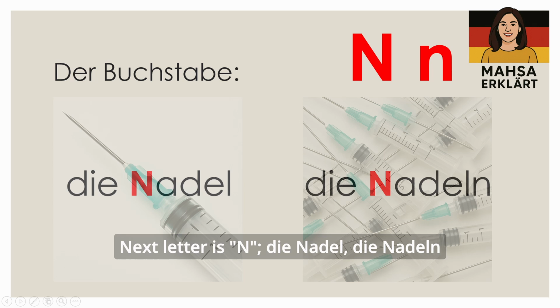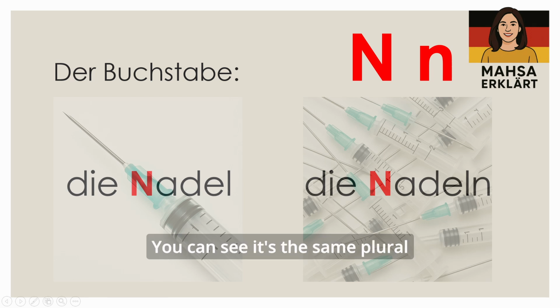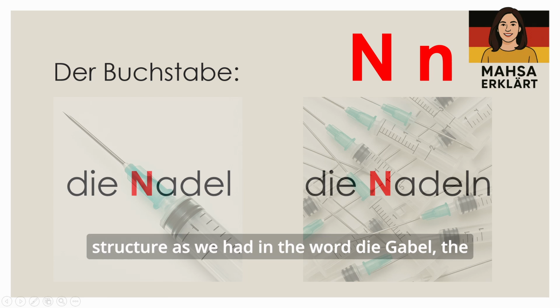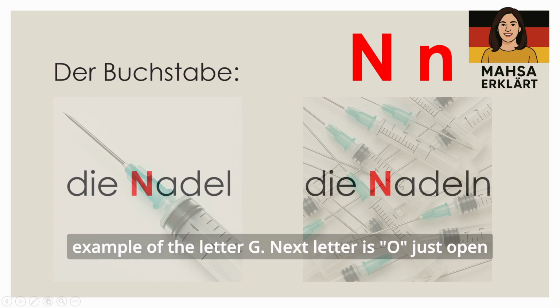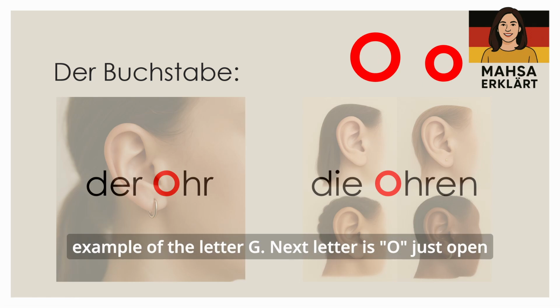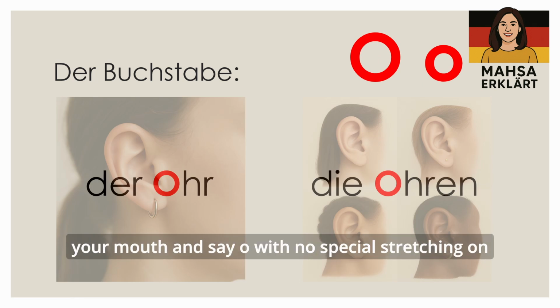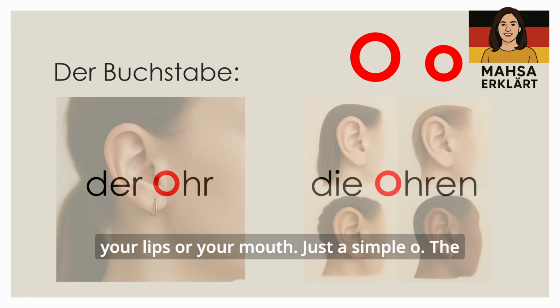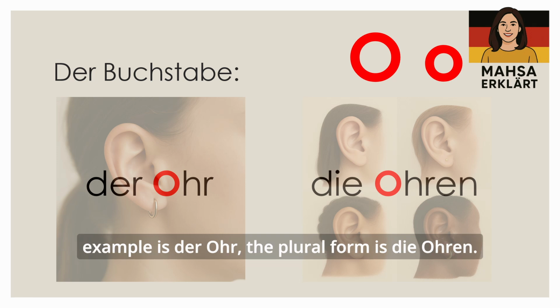Next letter is N. Die Nadel. Die Nadeln. You can see it is the same plural structure as we had in the word die Gabel, the example of the letter G. Next letter is O. Just open your mouth and say O, with no special stretching on your lips or your mouth. Just a simple O. The example is das Ohr. The plural form is die Ohren.